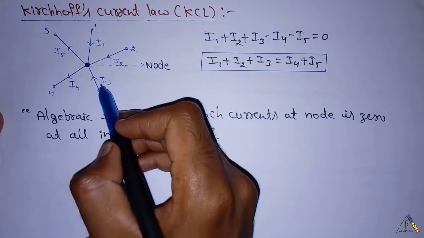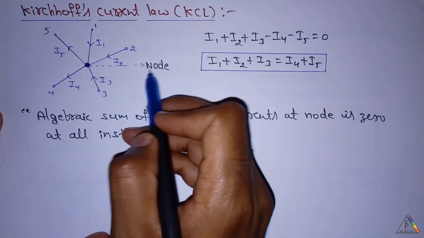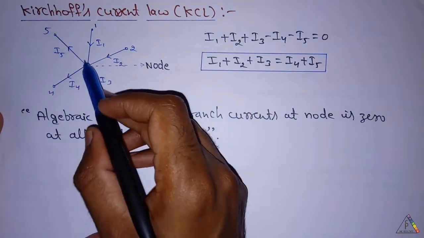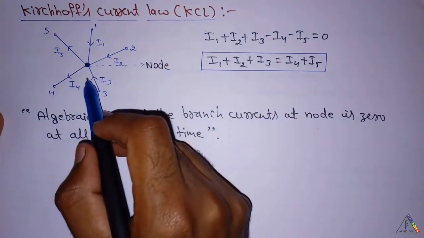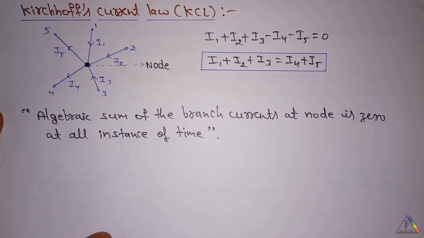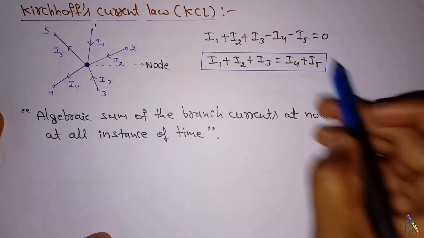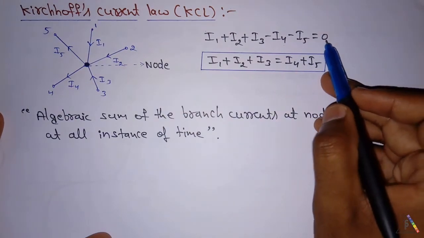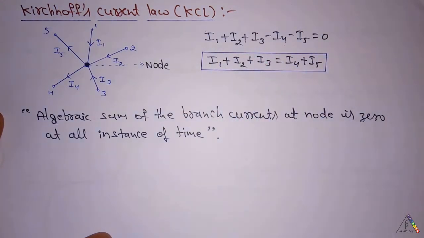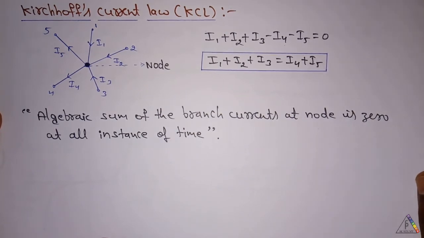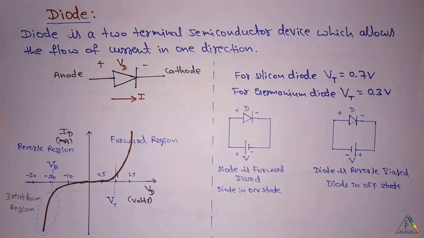Here I1, I2 and I3 are the currents entering the node, and I4 and I5 are the currents going out of the node. The entering currents are represented with a plus sign, and the currents going out of the node are represented with a negative sign, and the sum of all those currents is equal to 0. That means the sum of the currents entering is equal to the sum of the currents going out of the node.